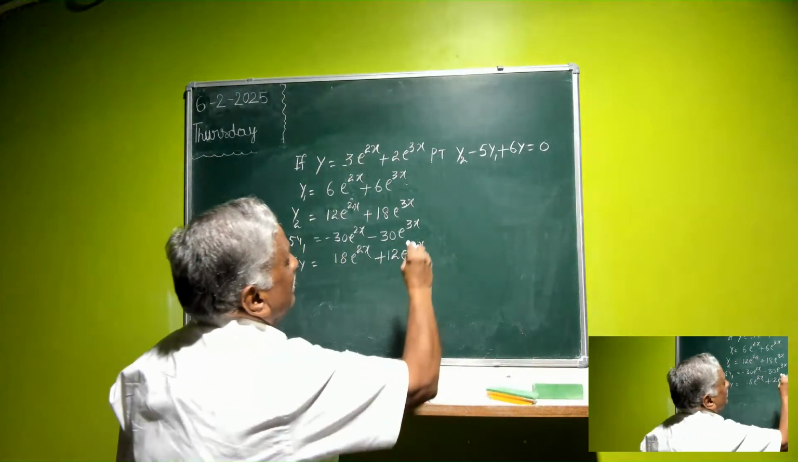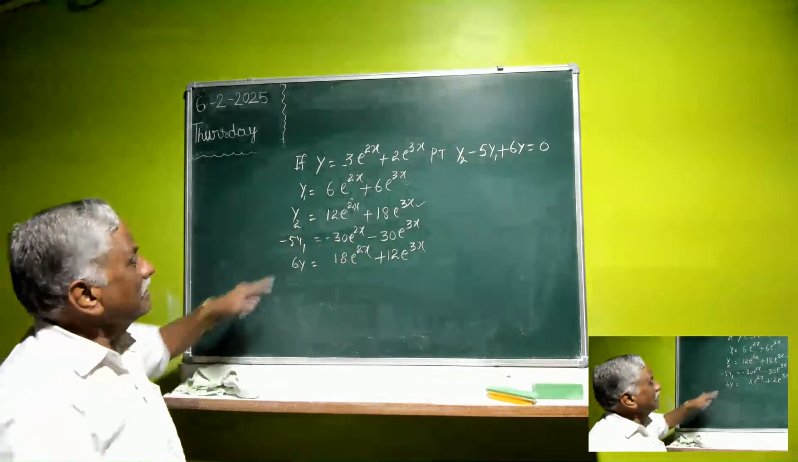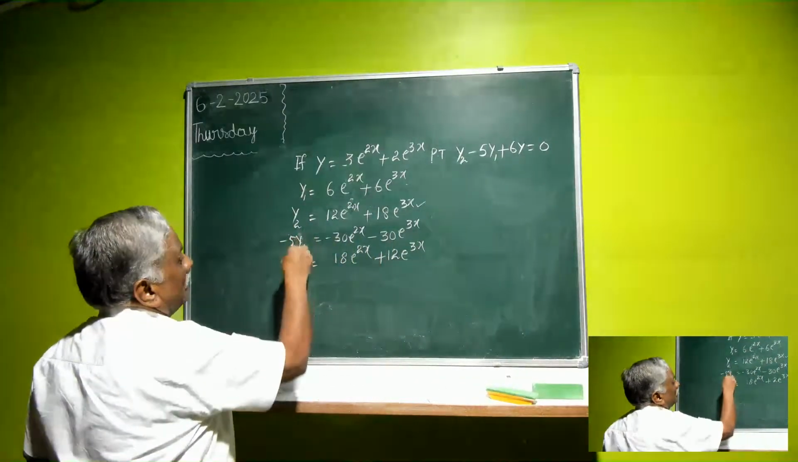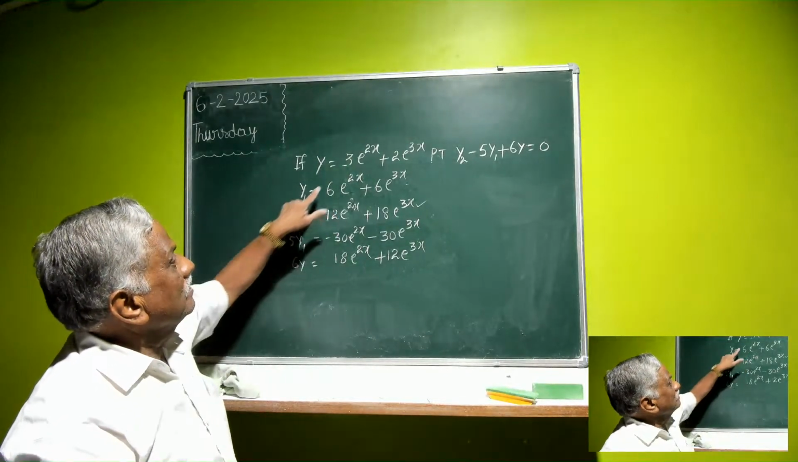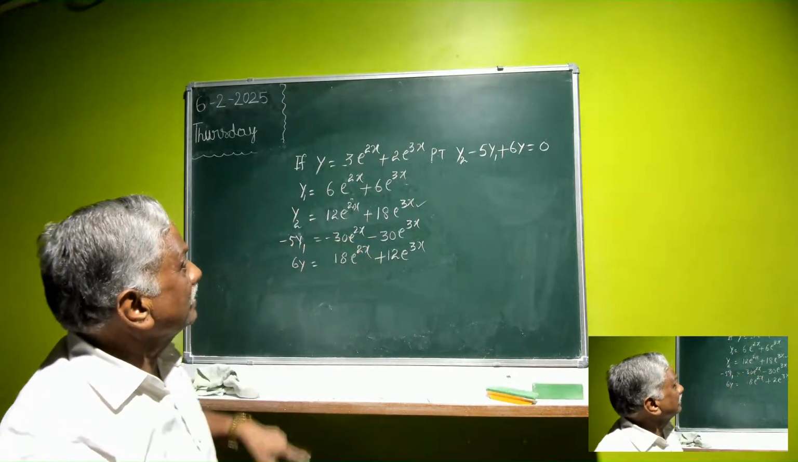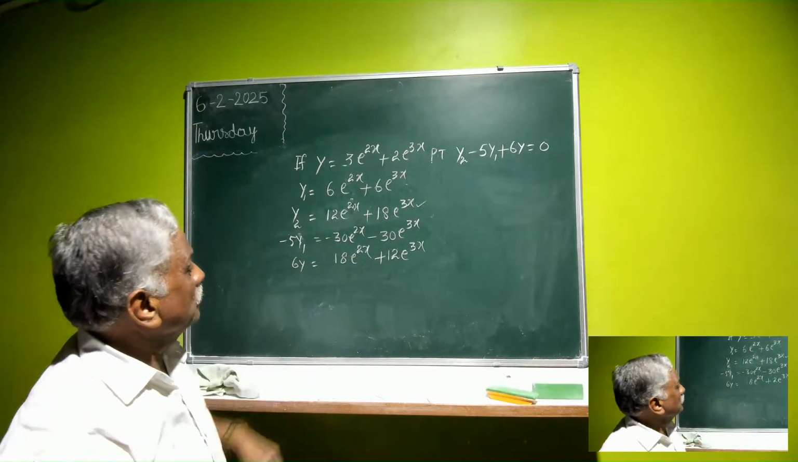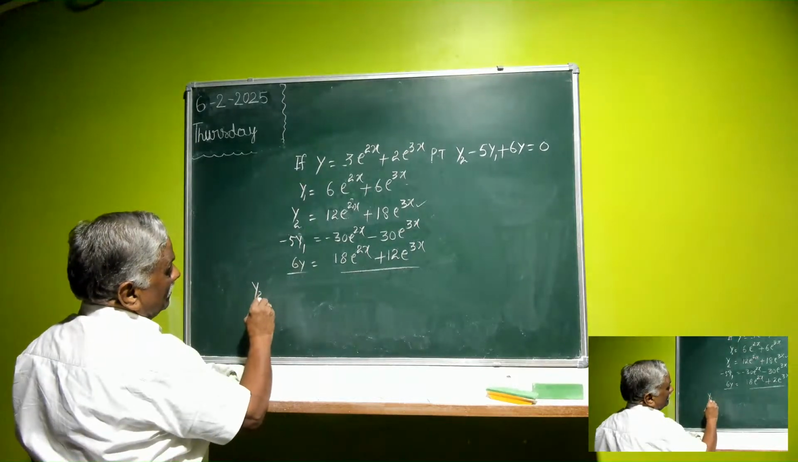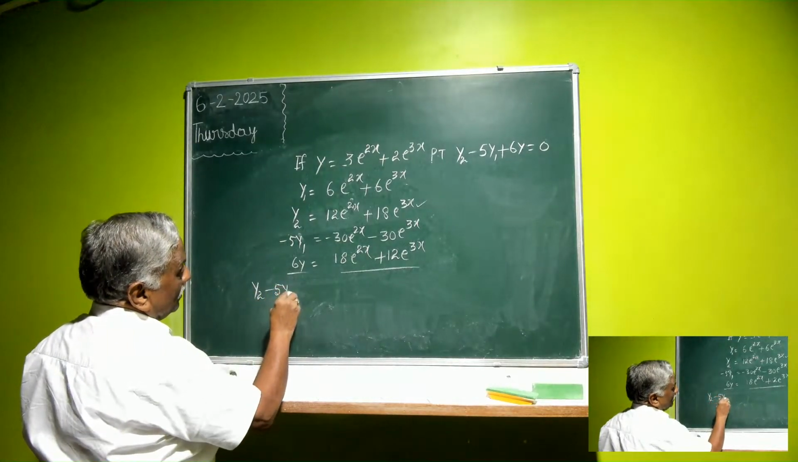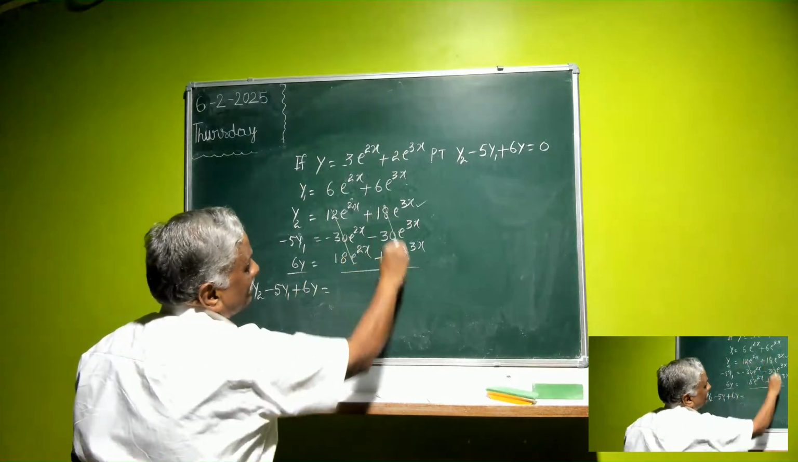I repeat, I have kept y2 as it is. 5y1 means I need to multiply y1 by 5, that too minus 5. So minus 30 and this also minus 30. 6y means I have to multiply y by 6. So when I add these two, left hand side and right hand side, y2 minus 5y1 plus 6y, this will cancel, this will cancel.